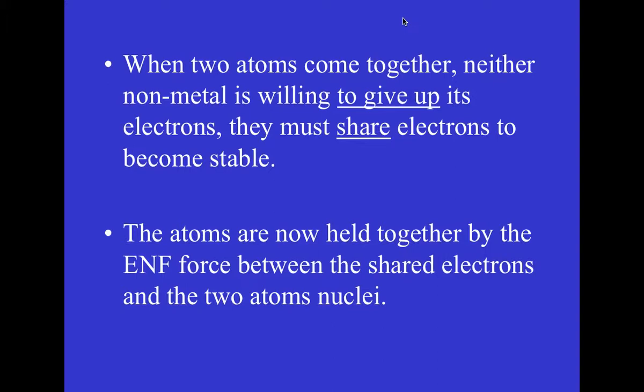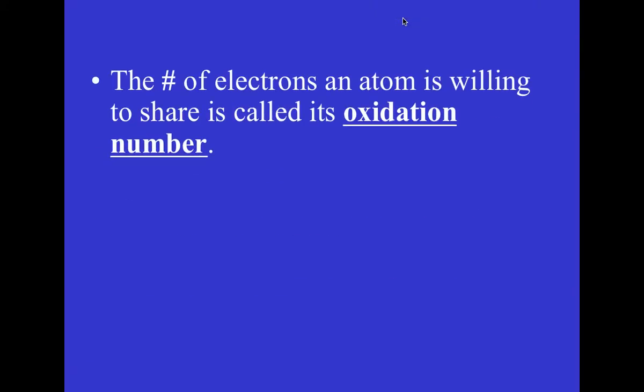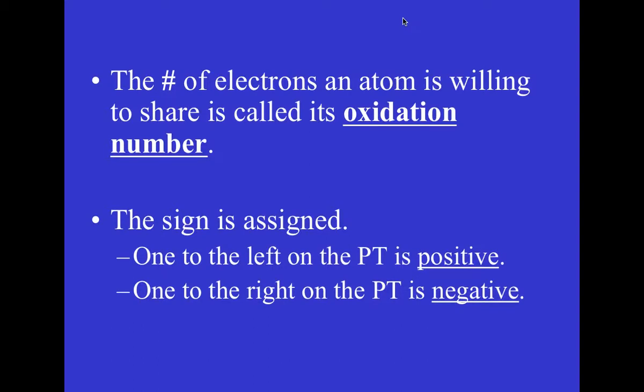So let's relate this to oxidation number. The number of electrons an atom is willing to share is called its oxidation number. Now with covalent compounds, we're just assigning the number first. The sign, we have to look at what is in the compound. So for nonmetals, we have to see it in the context of a compound in order to assign an oxidation number. If it's in a covalent compound, the sign is actually assigned based on its position on the periodic table. If it's an element further to the left, it is positive. If it is to the right, it is then negative.